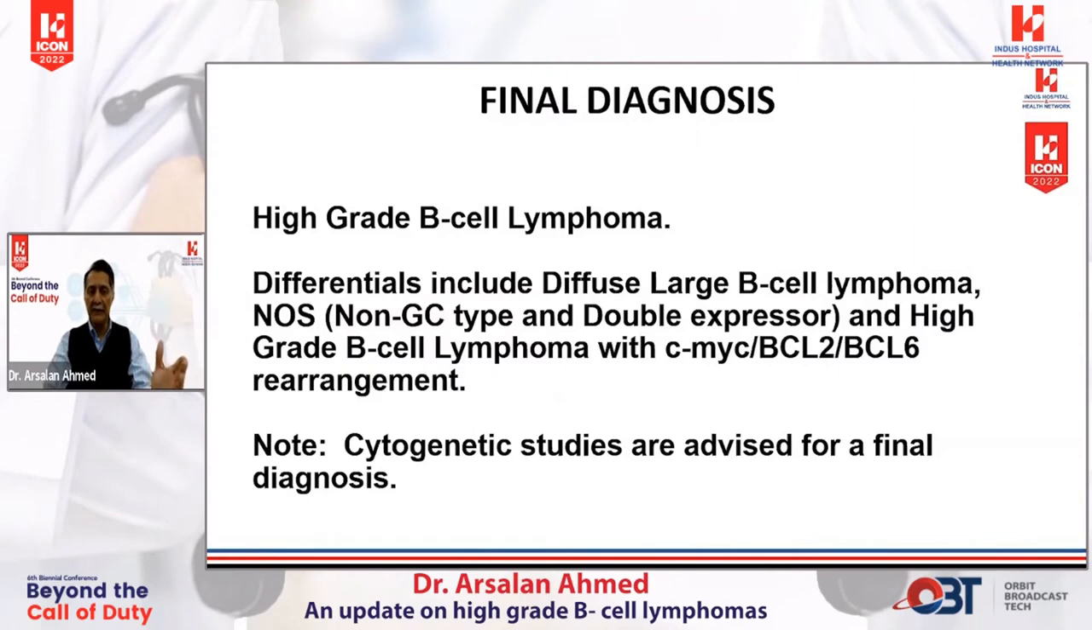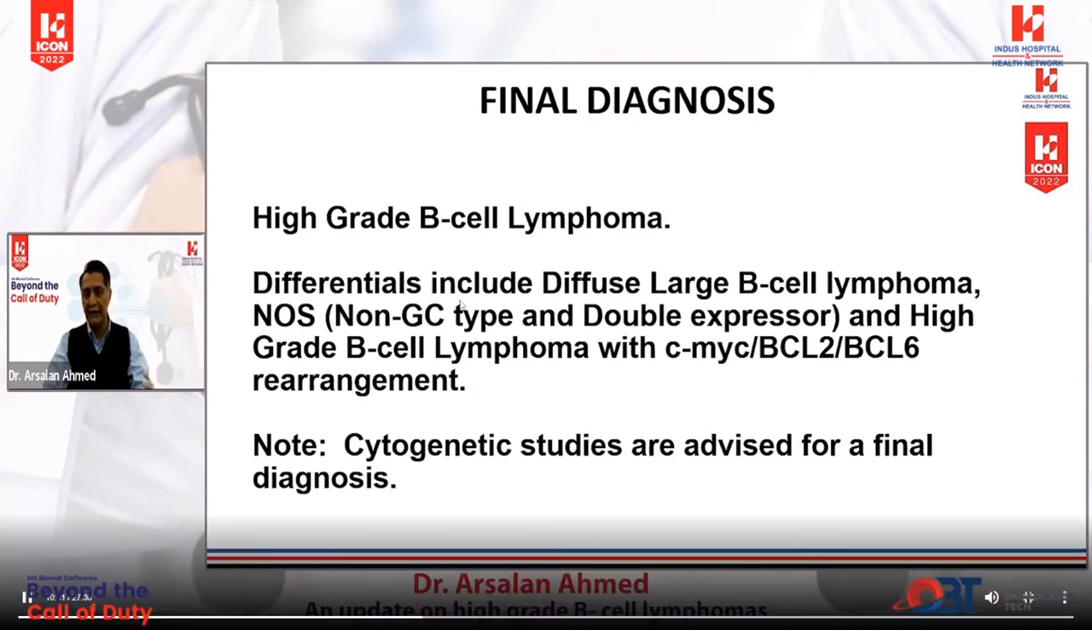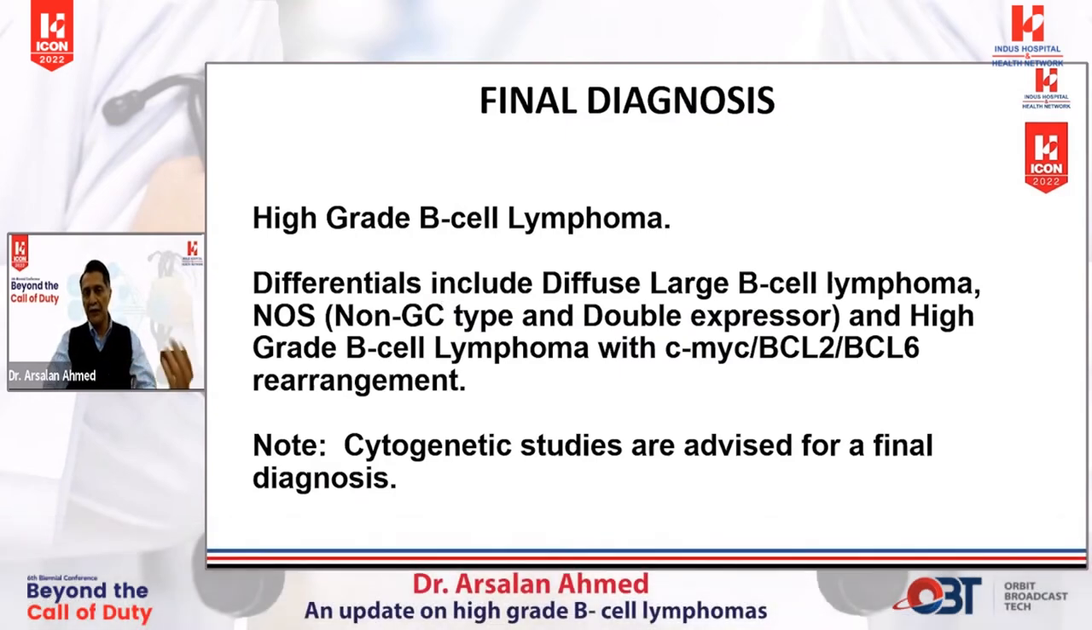Before I call it diffuse large B-cell lymphoma, we have to do a FISH study, a cytogenetic study, because if there is rearrangement, then you cannot call it diffuse large B-cell. Then you will have to call it high-grade B-cell lymphoma with MYC rearrangement / BCL2 / BCL6 rearrangement. So for a clinician, while the cytogenetic studies go on, we call it high-grade B-cell lymphoma, and our differentials include diffuse large B-cell lymphoma, NOS, non-GC type, and double expressor.